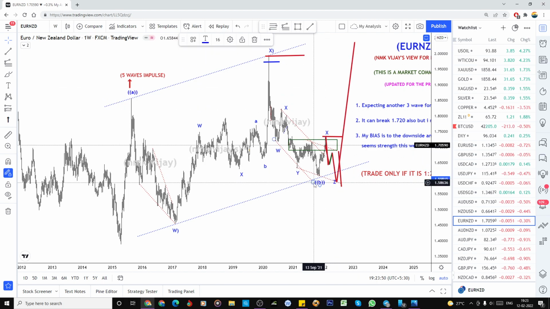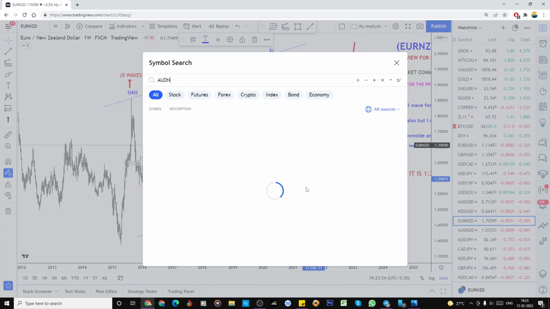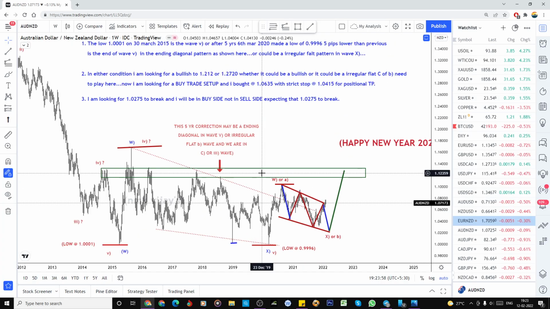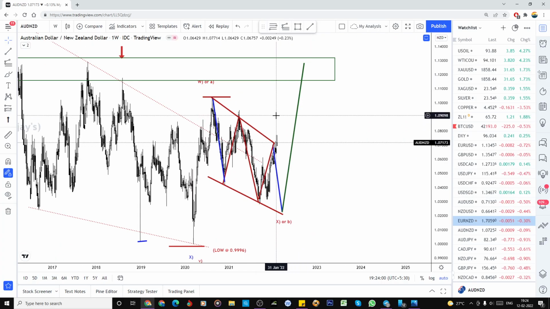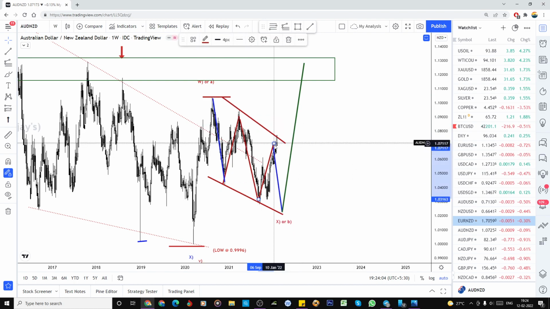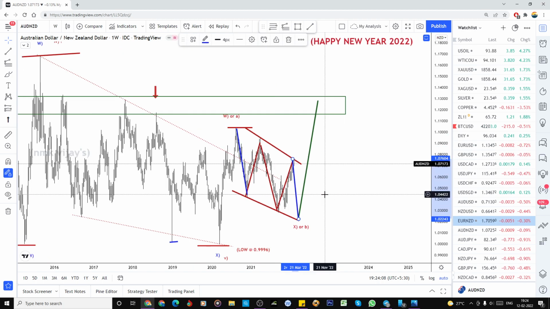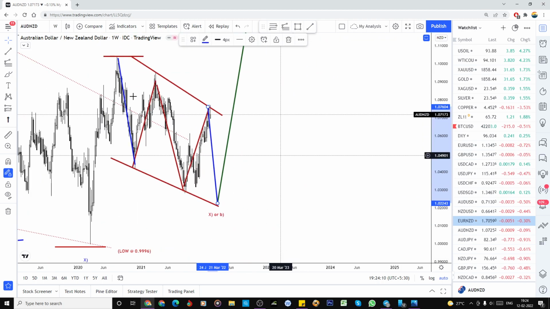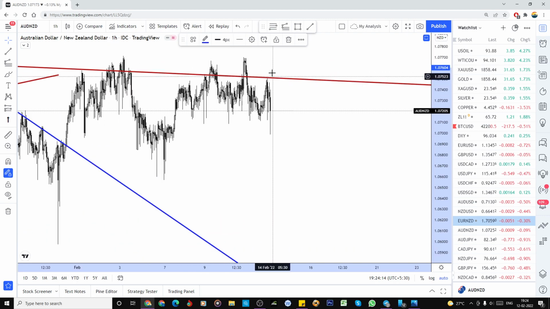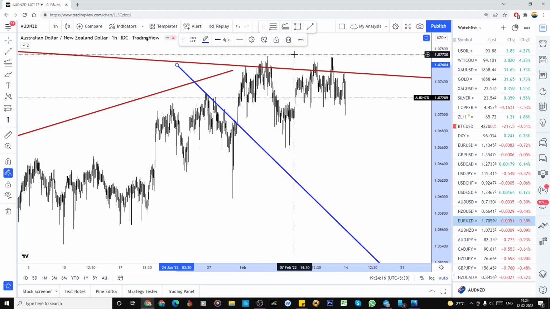bounce. So this is my Euro New Zealand positional view, and we can look at the Australian New Zealand dollar. Here also the same pattern, what I did perfectly, it did, and it already reached my target on the buy side. So now I am on the sell side. I already placed the stop loss above this, and I am on the selling side.